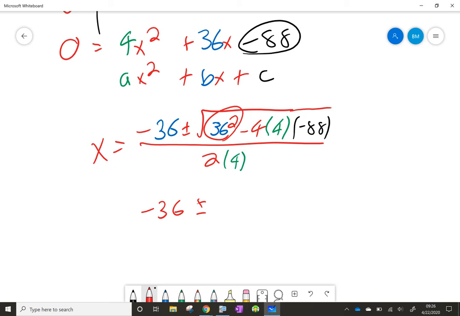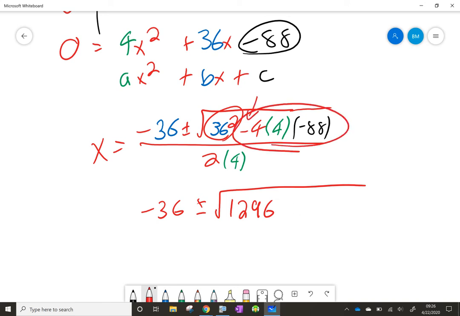So 36 squared, that's probably going to be a pretty big number. 36 squared is 1,296. So 1,296 minus, well, let's not do that yet. Remember, I talked about this in the last video. We don't know if that's a minus or a plus yet because we have to evaluate this. Now remember, include this minus sign in your calculation.